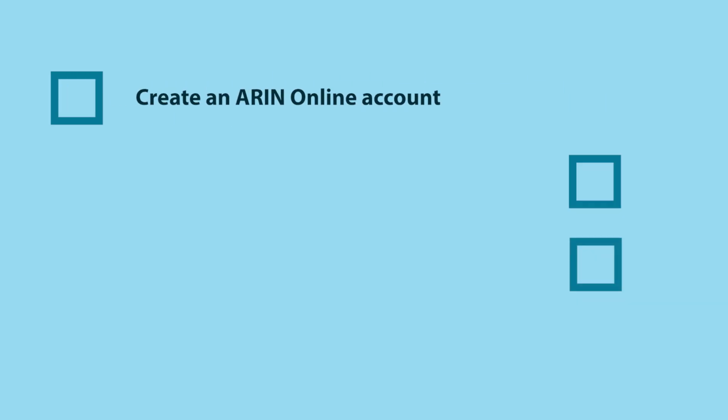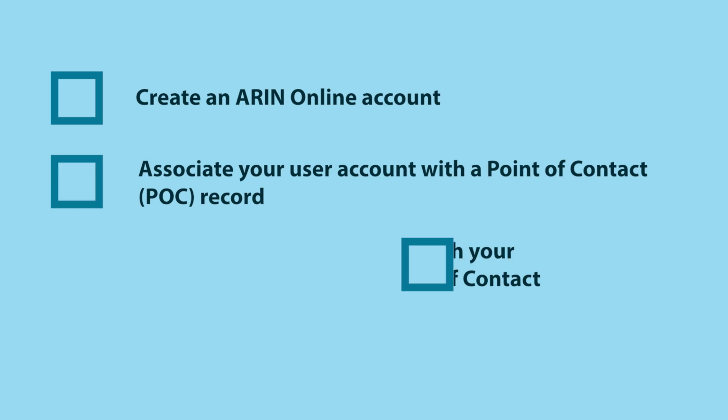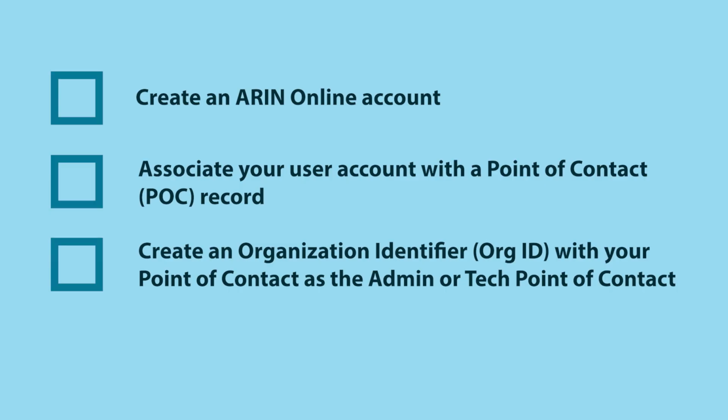First, create an ARIN online account, then associate your user account with a point of contact record. Also, create an organization identifier or org ID with your point of contact as the admin or tech point of contact. After your ARIN online account is set up and associated with a point of contact that has the authority to request resources for your organization, you can submit a request for resources.